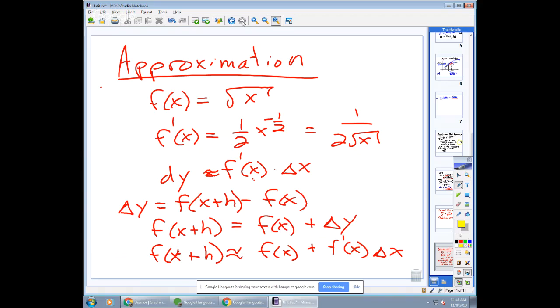But this formula right here is what I was getting at. This is the idea of using a tangent line to approximate what the function's doing, is what we're doing there. Okay? Because lines are easier to work with. So here's the problem we're going to apply this idea to.